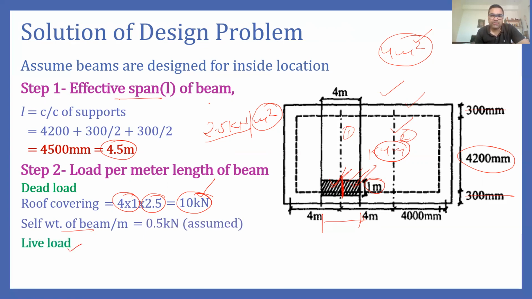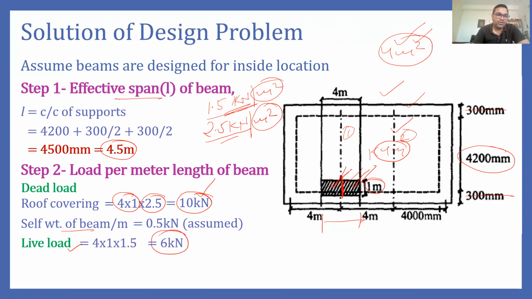Live load is also given, which is 1.5 kilonewton per meter square. So these two values are already given in the problem. So here also live load is 1.5 kilonewton per meter square, but we have to find out on 4 meter square area. So 1.5 will be multiplied by 4. So that gives us the value of live load in this case.